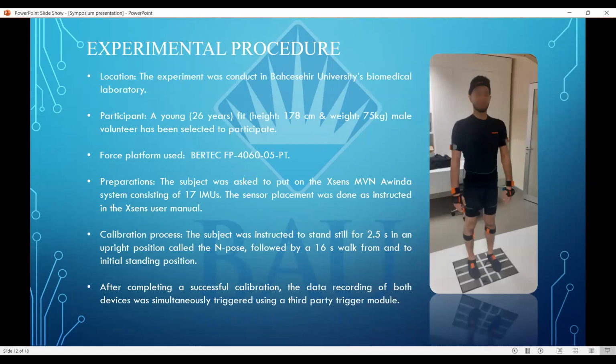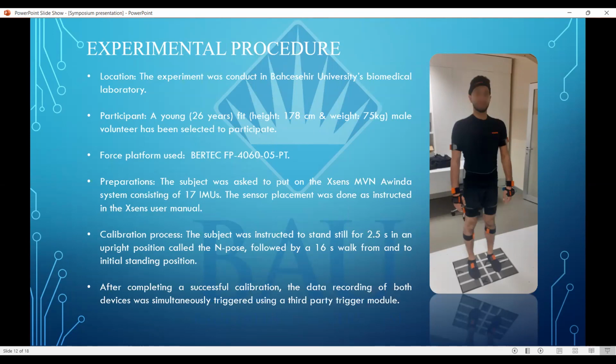Now, for the experimental procedure of our study, the experiment was conducted in Bashir University's biomedical laboratory, and a young, fit male volunteer was selected to participate. As for the force platform, which is also shown in this figure, we used the Bertec FT4060.